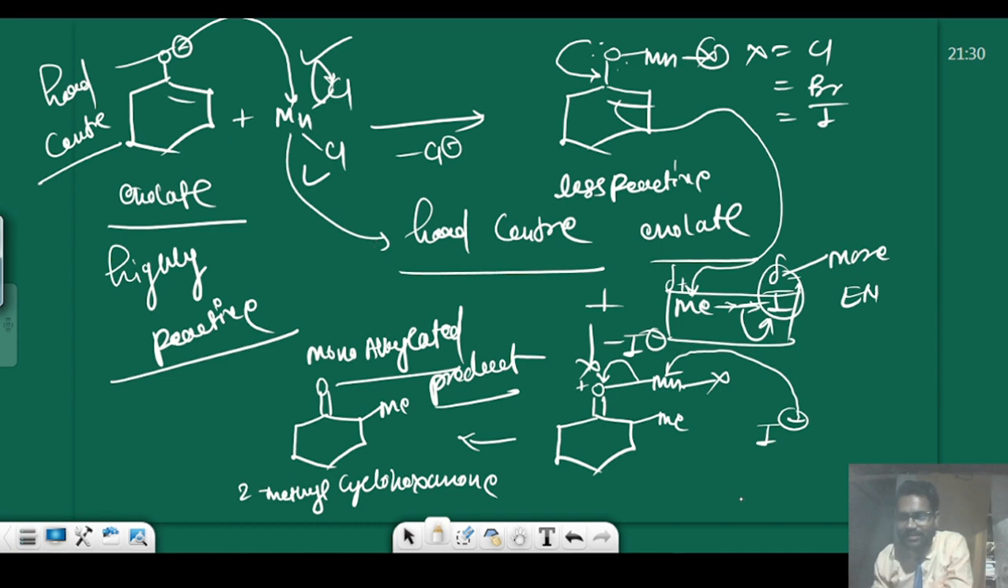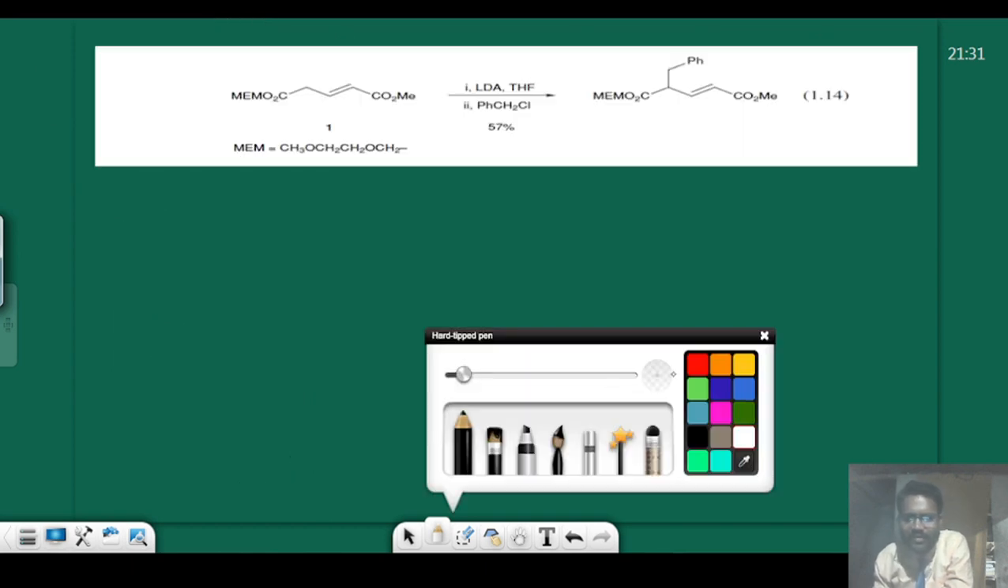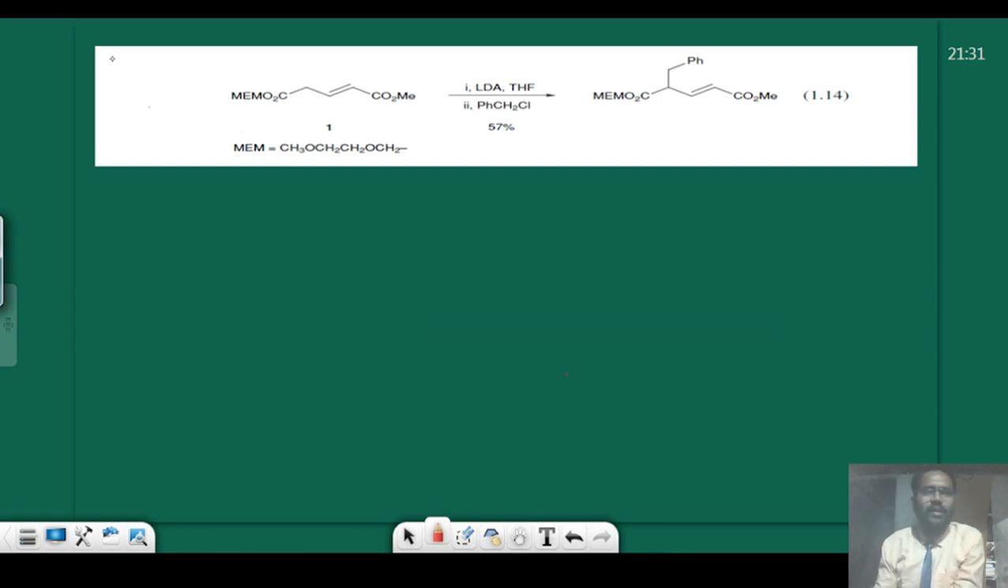Okay, so let us discuss a new example from this particular Carruthers reference. This is the new example, the second reaction. So this is our substrate, methoxymethane. This is the protecting group of the carboxylic acid, or this is the protecting group of alcohol. So this is our substrate, and this is our reaction condition.